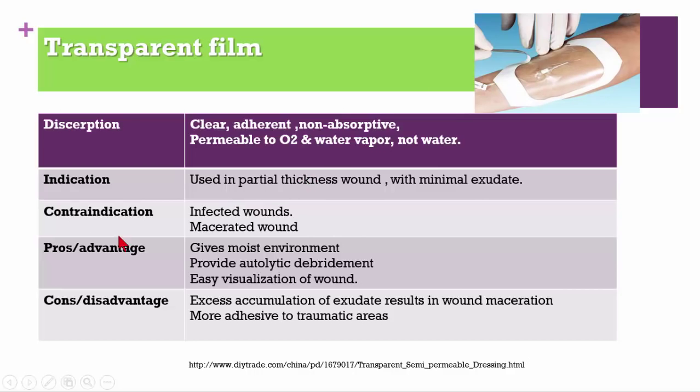What are the pros and advantages? It gives a moist environment and provides autolytic debridement. We can easily visualize the wound because it is transparent. The cons or disadvantage: excessive accumulation of exudate results in wound maceration. If there is a collection of exudate under the transparent film, it won't come out and the wound will become macerated and softening of skin will occur. It is also more adhesive to traumatic areas.